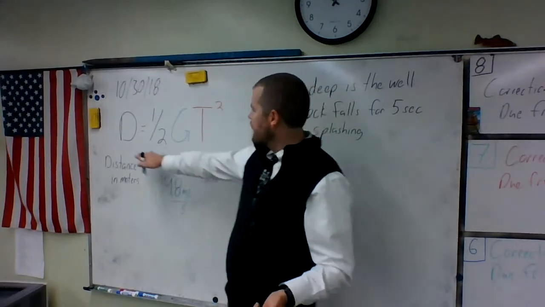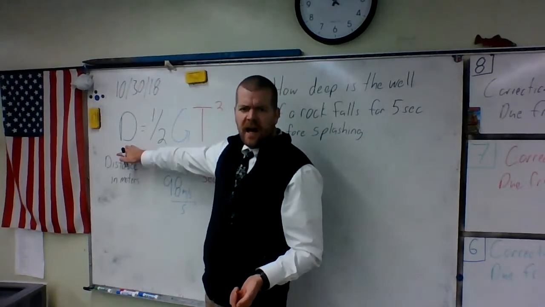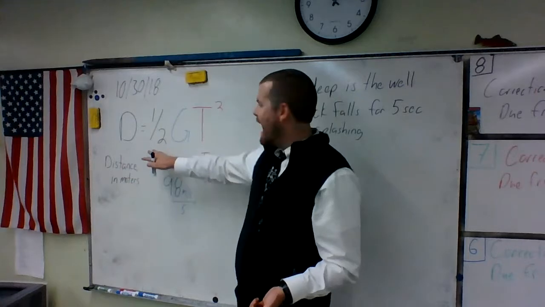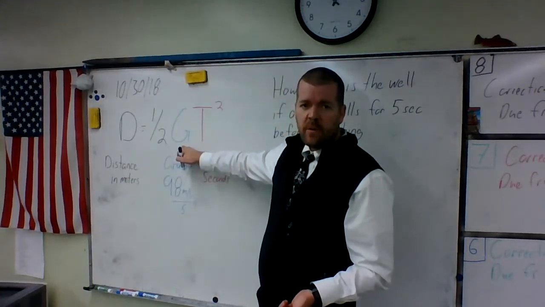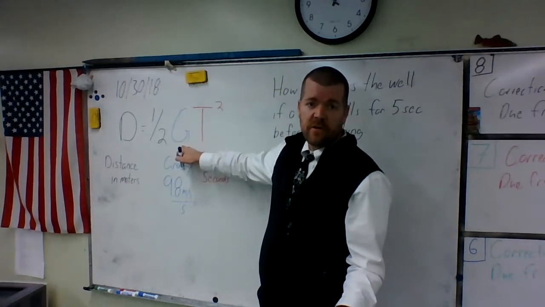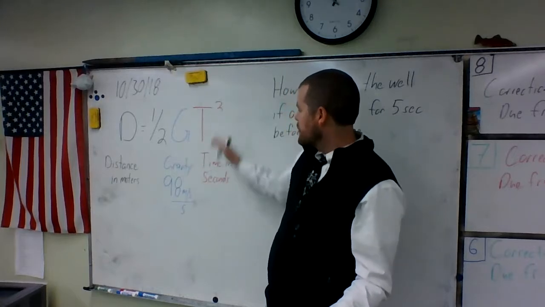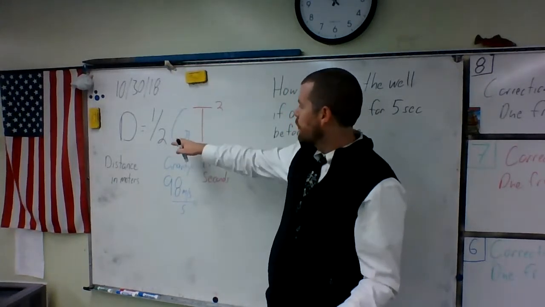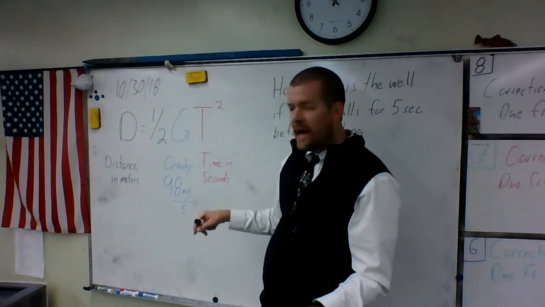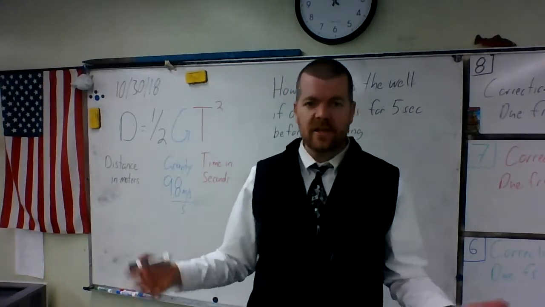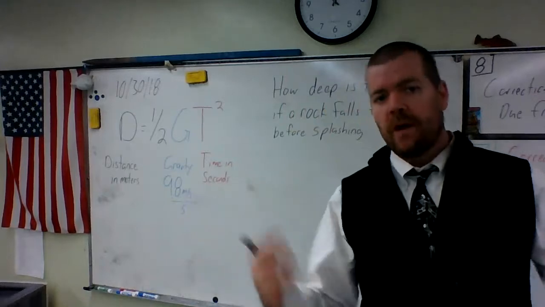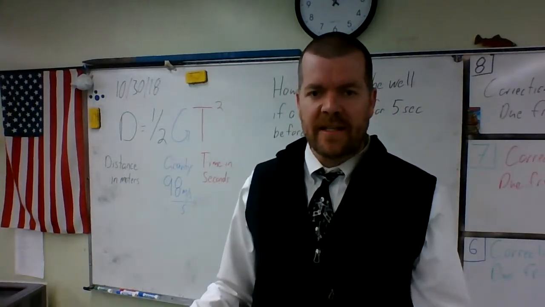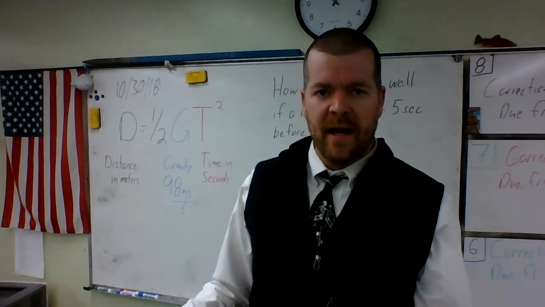So let's take a look at this. D gives us our distance in meters. We have the quantity 1/2. We have g, which is our acceleration due to gravity, and then our time squared. So that's always in seconds. So distance is equal to 1/2 gt squared. And we can use that again to solve for depths or heights of a dropped object. So let's take a look at exactly how we might go about doing that.